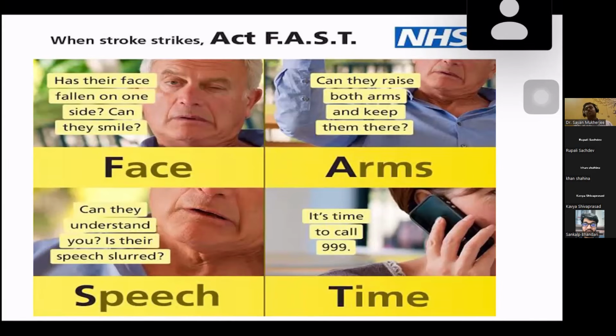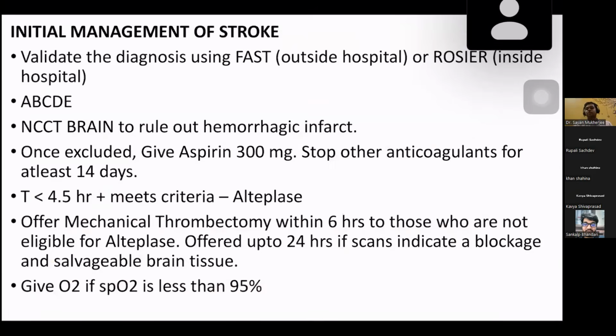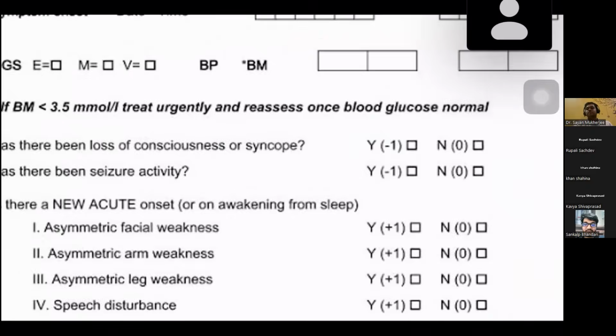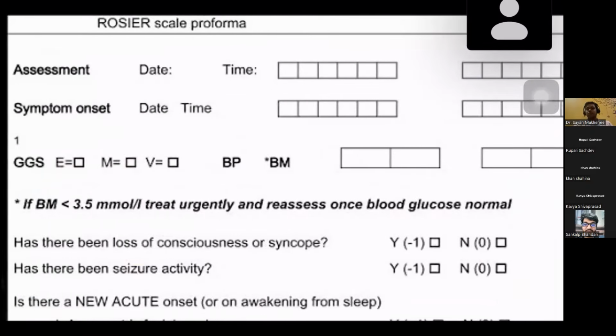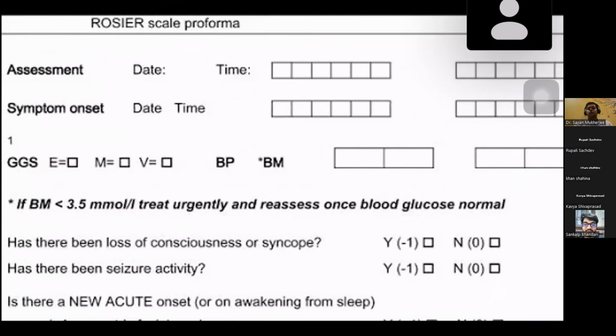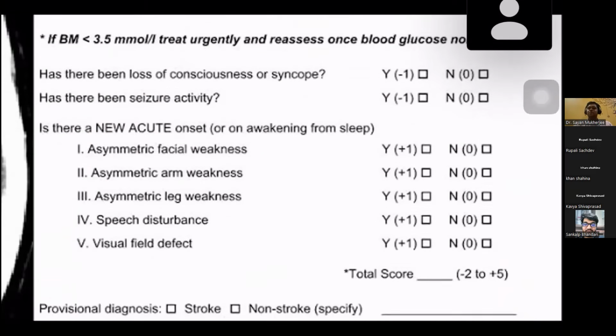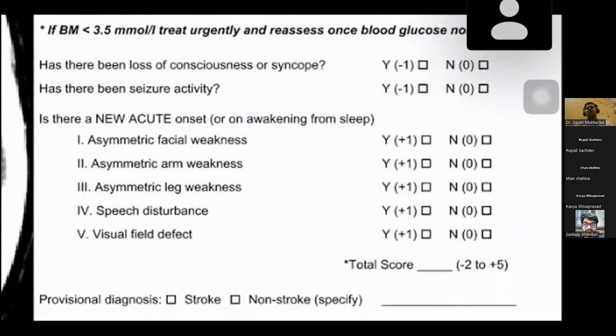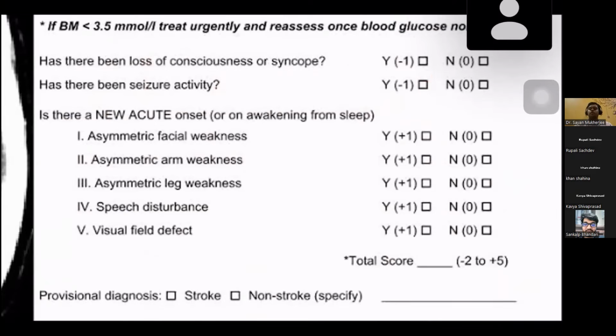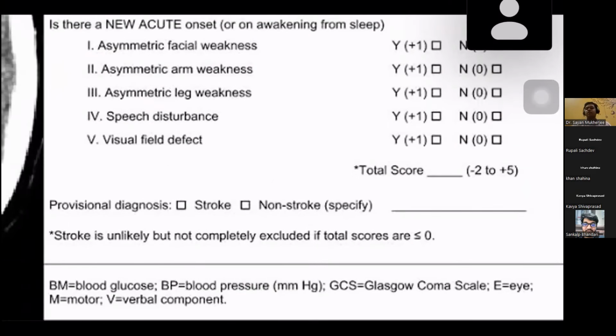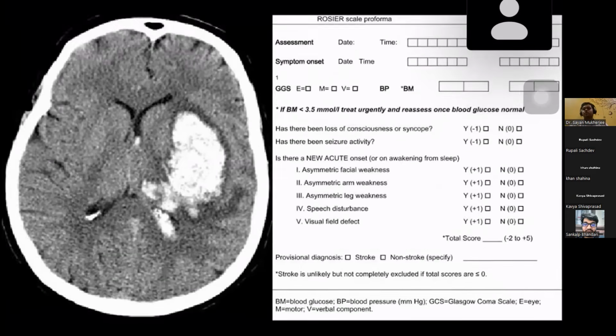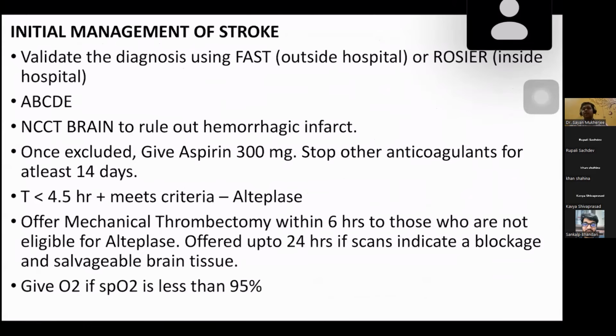But this is something we use outside the hospital. Inside the hospital, to confirm stroke, we use this proforma. It's called ROSIER. It's not used everywhere, but it's good to know. It just has some symptoms of stroke: asymmetric facial weakness, arm weakness, leg weakness, speech disturbance. Basically the same thing. So you can give points to each of it. If they have a seizure, you take away a point. If there's a loss of consciousness, you take away a point. And if the score is more than 0, if it's 1 and above, then stroke is a likely diagnosis. I'll come back to the other diagram a little later.